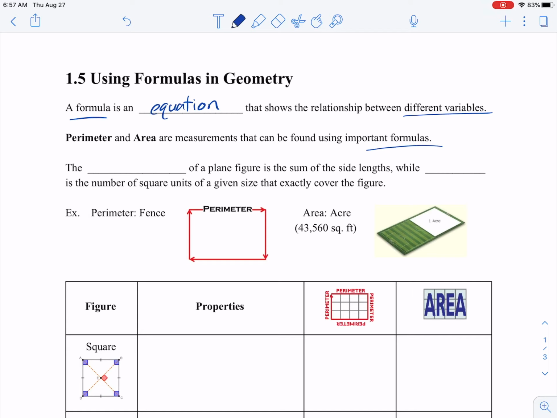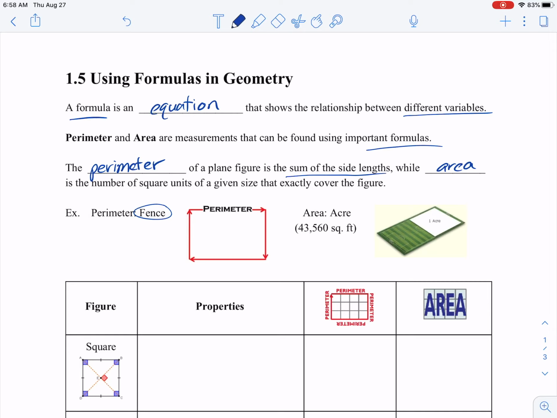Let's start with perimeter. The perimeter of a plane figure is the sum of the side lengths, the length all the way around. You can see an example down here. A fence, maybe a fence that's used to fence in a property. That's the length all the way around a property, while area is the number of square units that cover a figure.